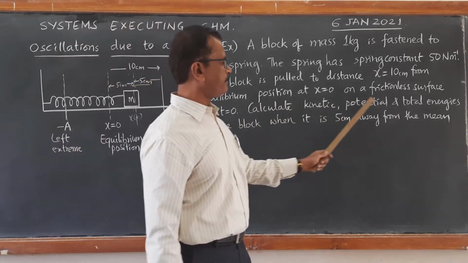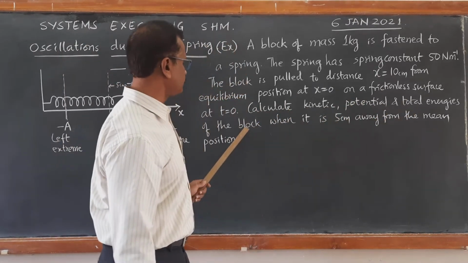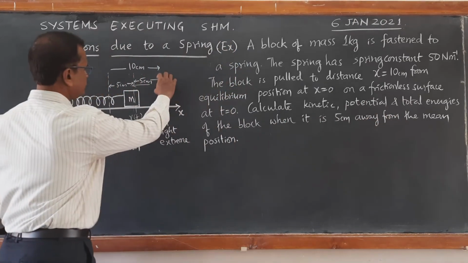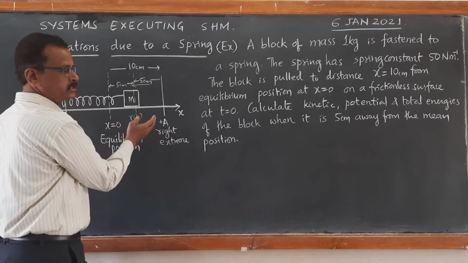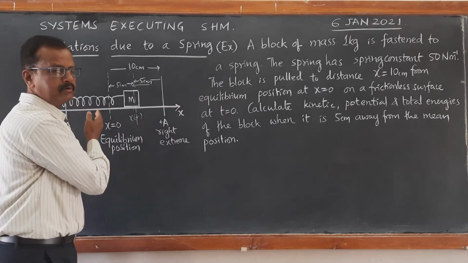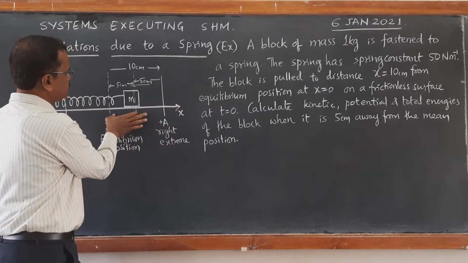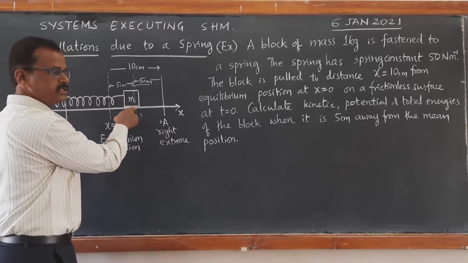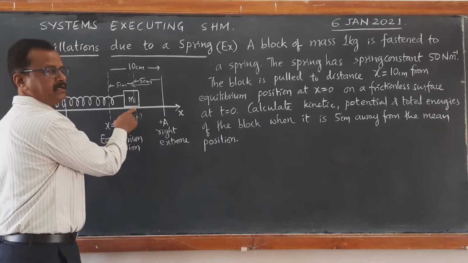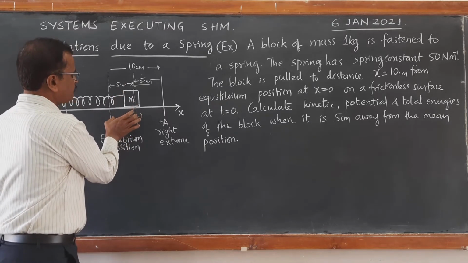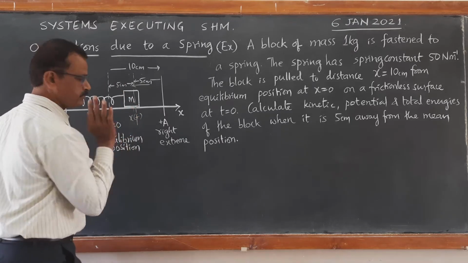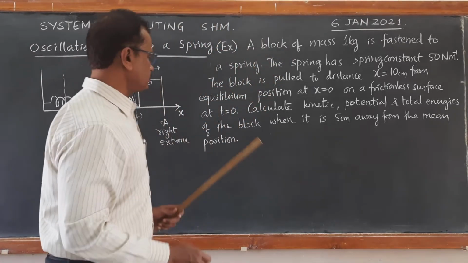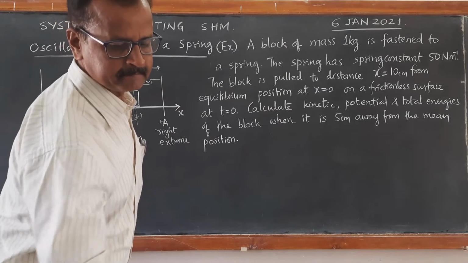Calculate the kinetic, potential and total energies of the block when it is 5 centimeter away from the mean position. When you just stretch it and release, the block starts moving towards the equilibrium position. When it is 5 centimeter from the mean position, you are asked to calculate its potential energy, its kinetic energy, and its total energy at 5 centimeter from the equilibrium position. This is the numerical problem, so this can be solved from the equations which we have discussed yesterday.